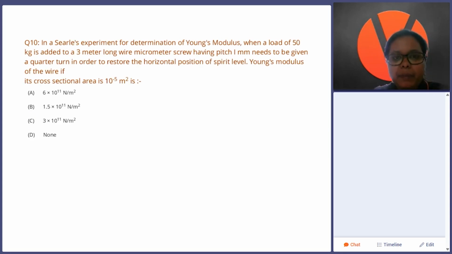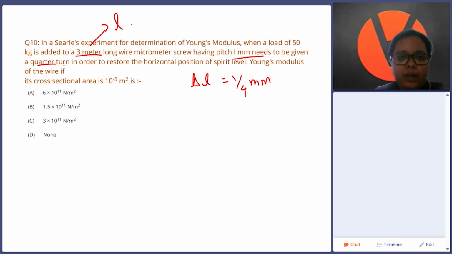In Searle's experiment for determination of Young's modulus, when a load of 50 kilogram is added to a 3 meter long wire, right? So 50 kilogram is mass, what they mentioned, added to a 3 meter long wire. So L would be 3 meter, right? So micrometer screw having a pitch 1 millimeter needs to be given a quarter turn, right? So 1 millimeter needs a quarter turn. So what is the change in value? 1 by 4 millimeter, in order to restore the horizontal position of spirit level. Young's modulus of the wire, if its cross-sectional area is, area also they mentioned.